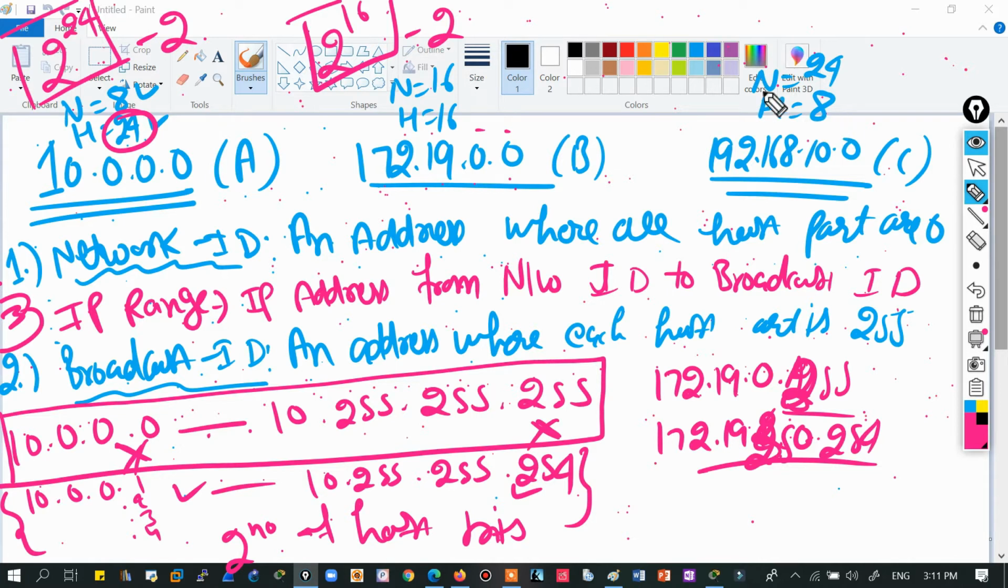In the same way in class C we have only 2 raised to the power 8. It means 256 IP addresses in a single class C network, right? And valid means -2, which is equal to 254. So let me give this example first of all. So just a second.